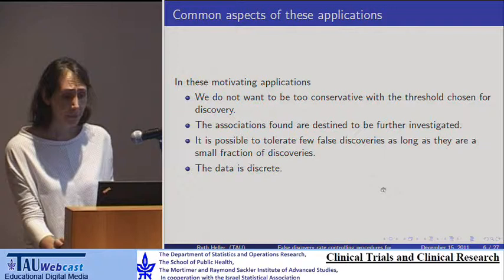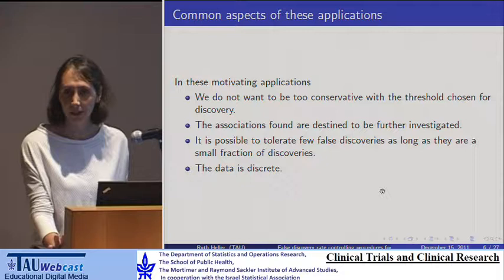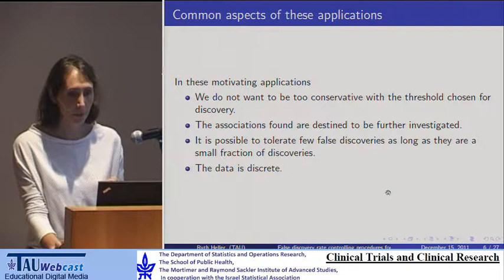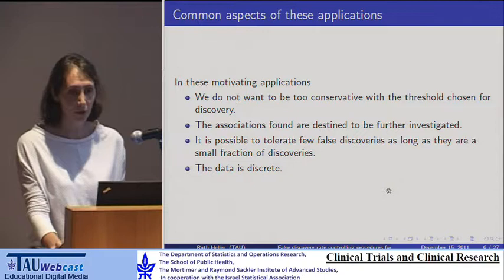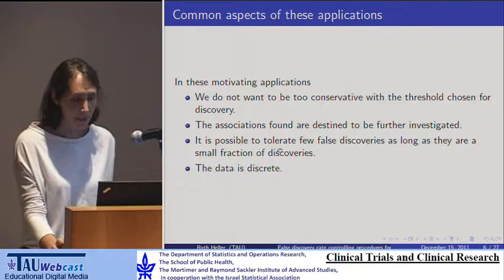So a common aspect of these applications is that in all of them, we don't want to be too conservative with the threshold chosen for discovery. For example, in pharmacovigilance, we want to be able to identify those unexpected associations in order to follow up on them. We don't want to be unable to do that just because of lack of power. The associations found are destined to be further investigated, and it is possible to tolerate a few false discoveries as long as they are a small fraction of the discoveries.